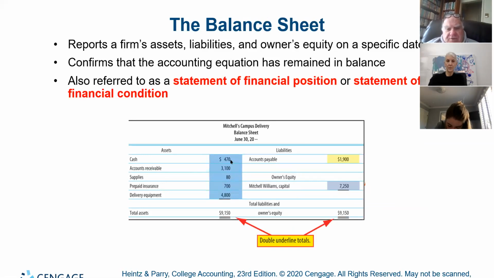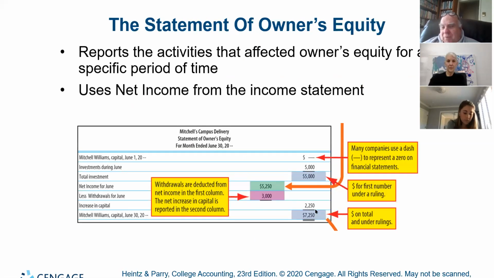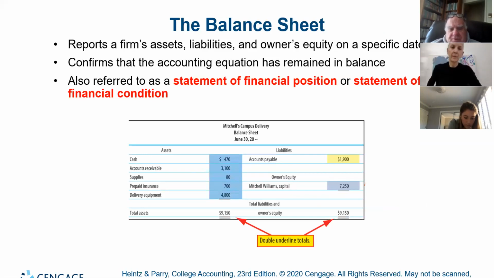So at the end of the month, his assets were 470, 3,100. These were all pulled from that horizontal detailed accounting equation we work with. Total assets, 9,150. He owes 1,900. 9,150 minus 1,900 is 7,250, which very fortunately equals what we calculated here. So that's the relationship of the statements.